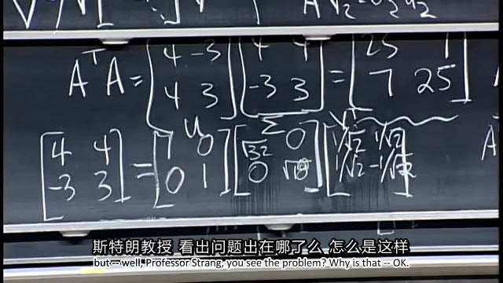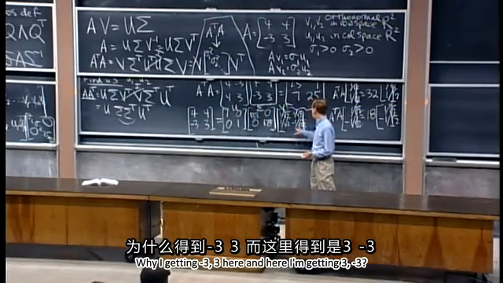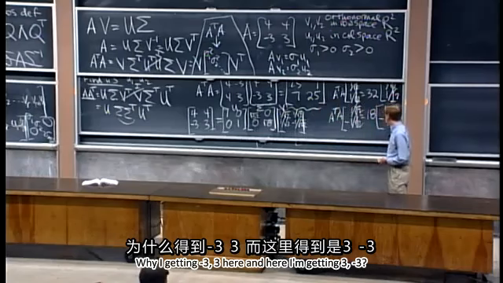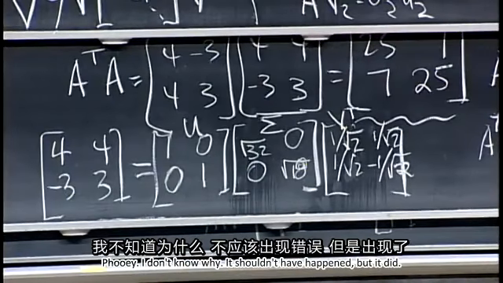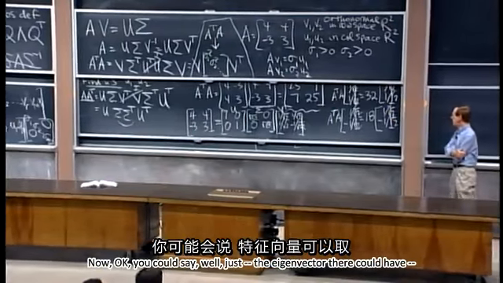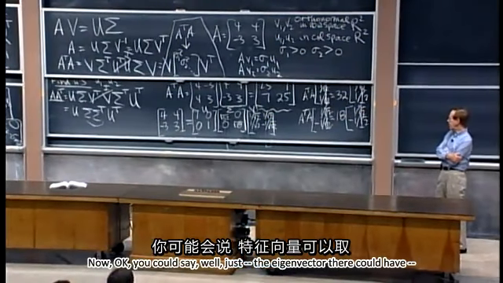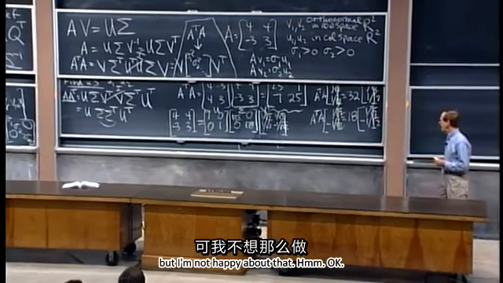No, Professor Strang, you see the problem. Why am I getting minus 3, 3 here, and here I'm getting 3 minus 3? Phooey. I don't know why. It shouldn't have happened, but it did. Now, you could say, well, the eigenvector there I could have had the minus sign here for that eigenvector, but I'm not happy about that.